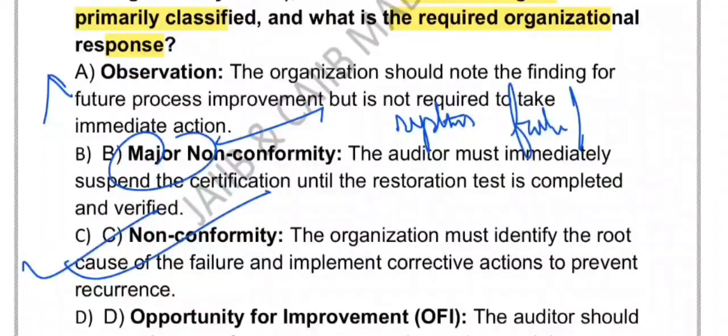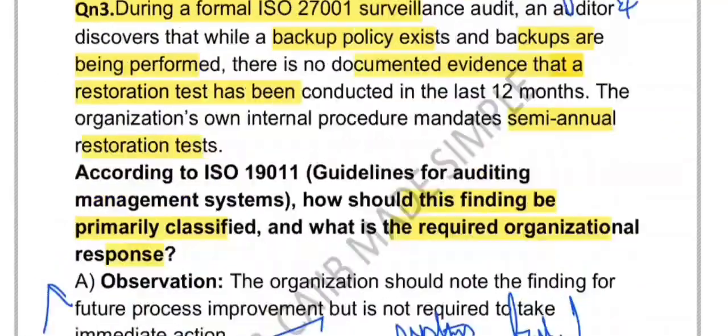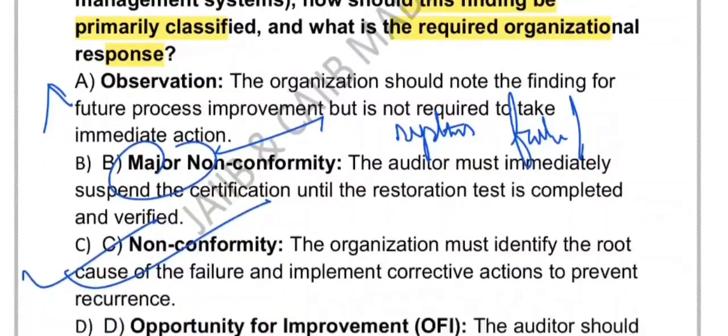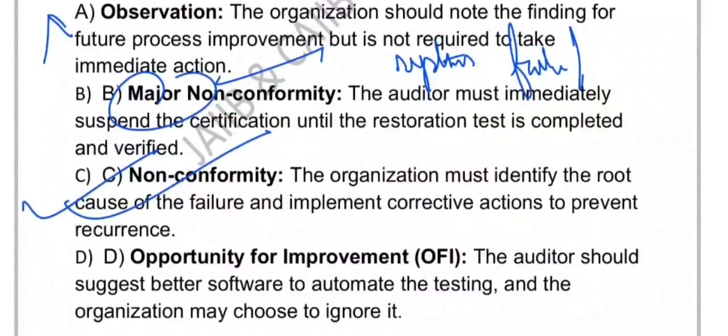Like suppose they had given no backup policy at all, but they have mentioned that a backup policy exists. Had there been no backup policy, then it would have been a major non-conformity, right? And no backup, but backups have been performed. So these things clearly indicate that this is not a major non-conformity, right? The only thing that was missing was the control evidence. So this is a minor non-conformity. Opportunity for improvement: see, OFI means the requirement has been met but can be improved. But in this particular case, what we observe is that the requirement has not been met. So this is not the correct answer.